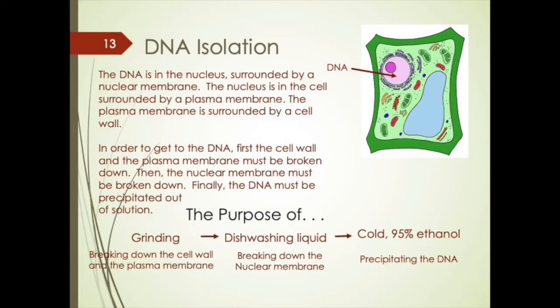DNA isolation. Once again, it's in the nucleus. It's surrounded by all of this stuff. So first you have to grind it to break down the cell wall and the plasma membrane. And then you're going to use dishwashing liquid to break down the nuclear membrane. The 95% ethanol is there to precipitate the DNA. That ethanol is there to pull out that DNA. Once you get all that DNA out, you can see it floating around. It's clear little strands, and you can kind of see it.